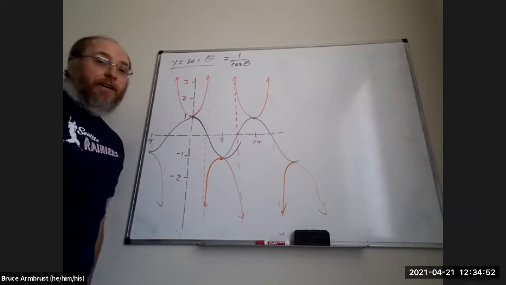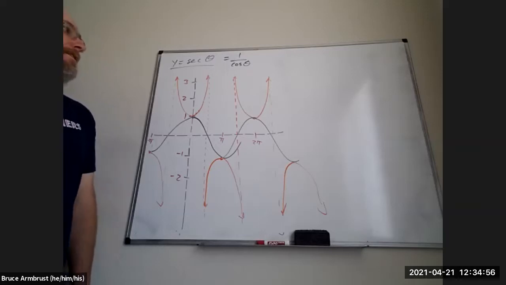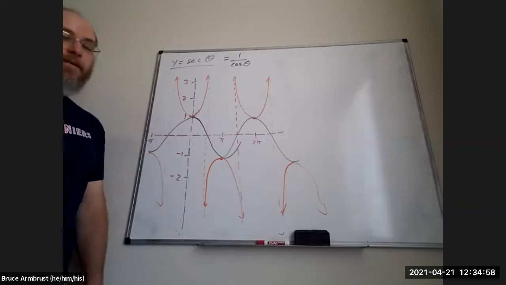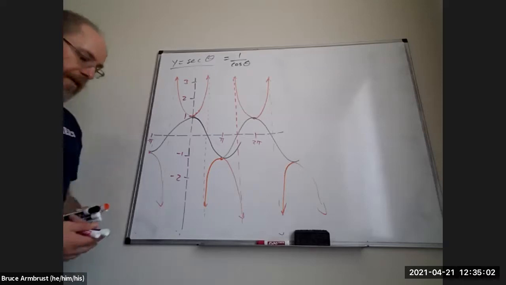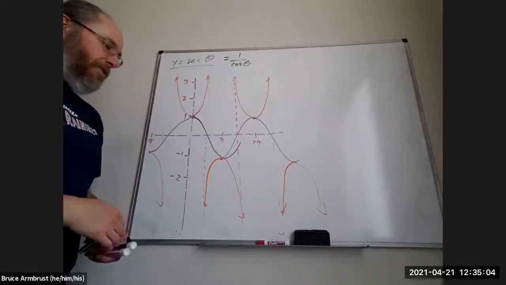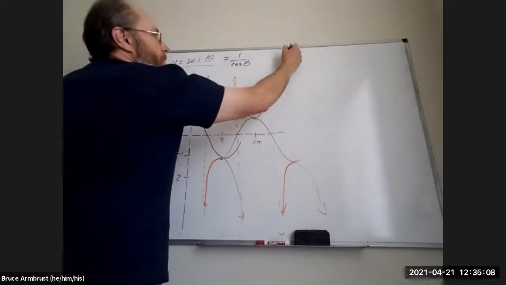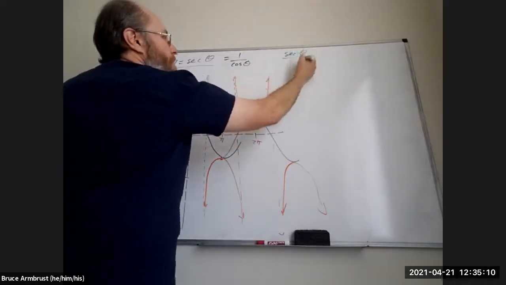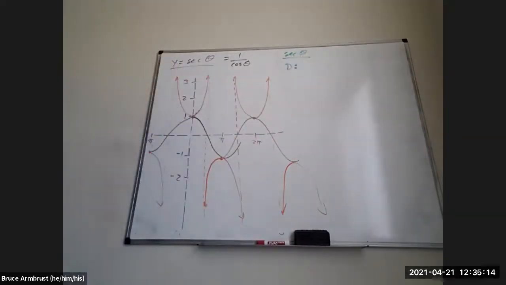All right, so there you go. There's the graph of secant, alternating smiles and frowns. So let's make our list like we've done with the other functions in terms of the properties of this thing. So this will be for secant of theta. So let's start with the domain.